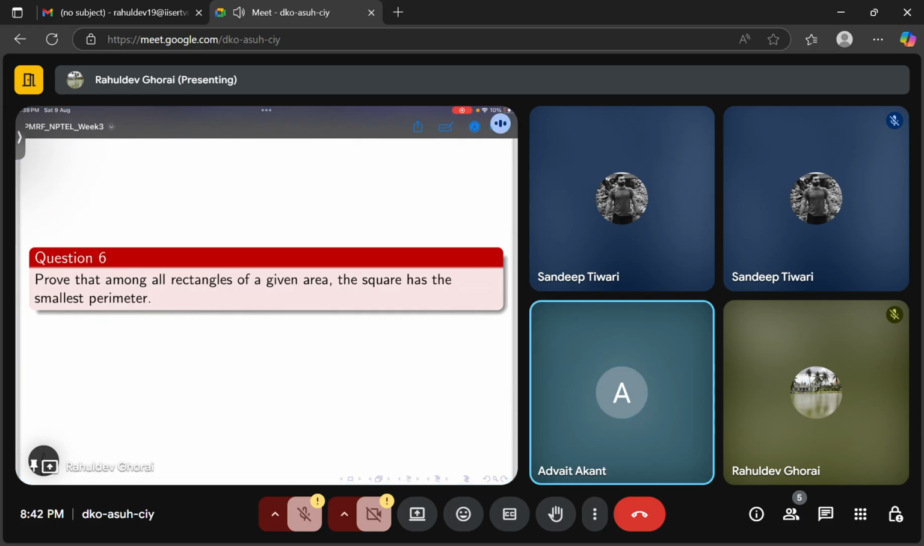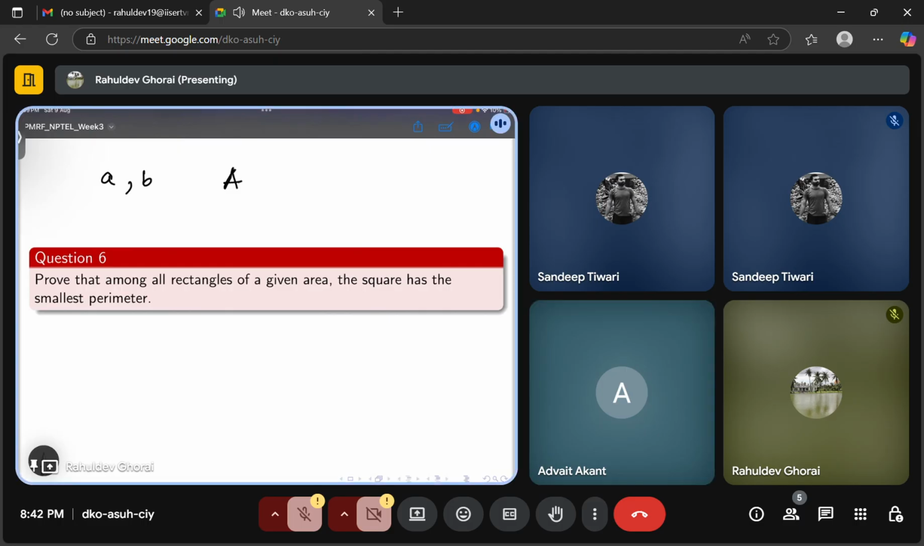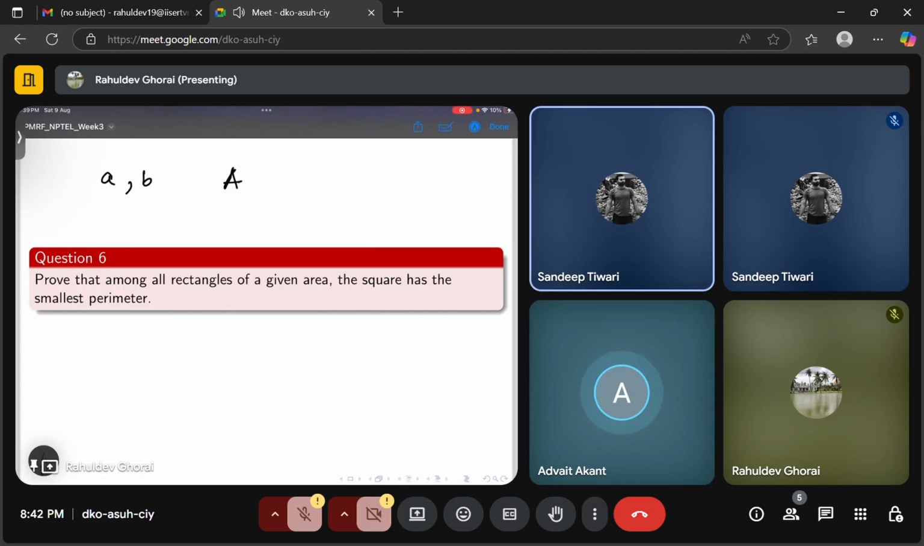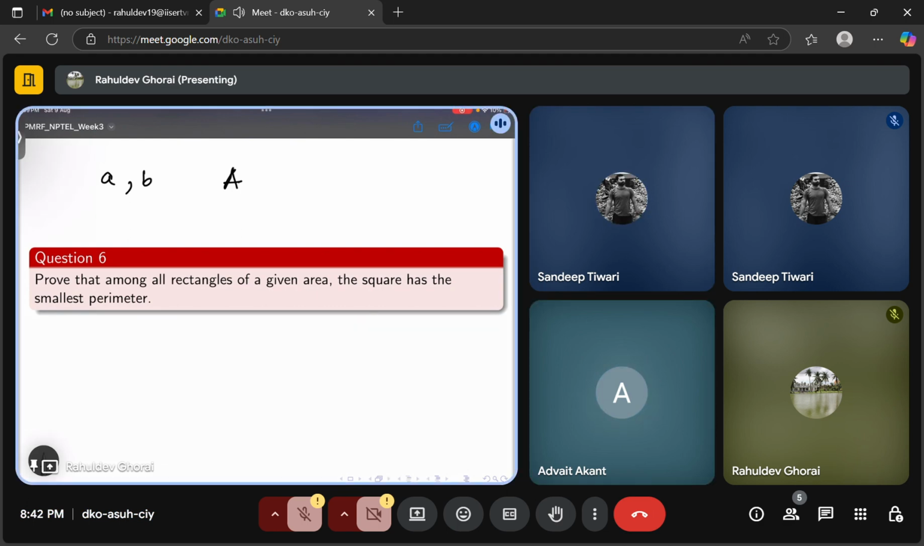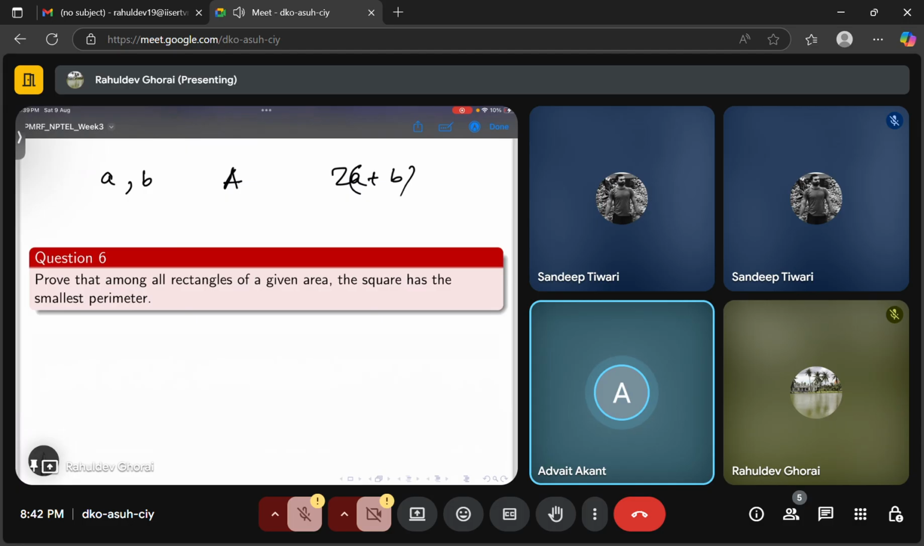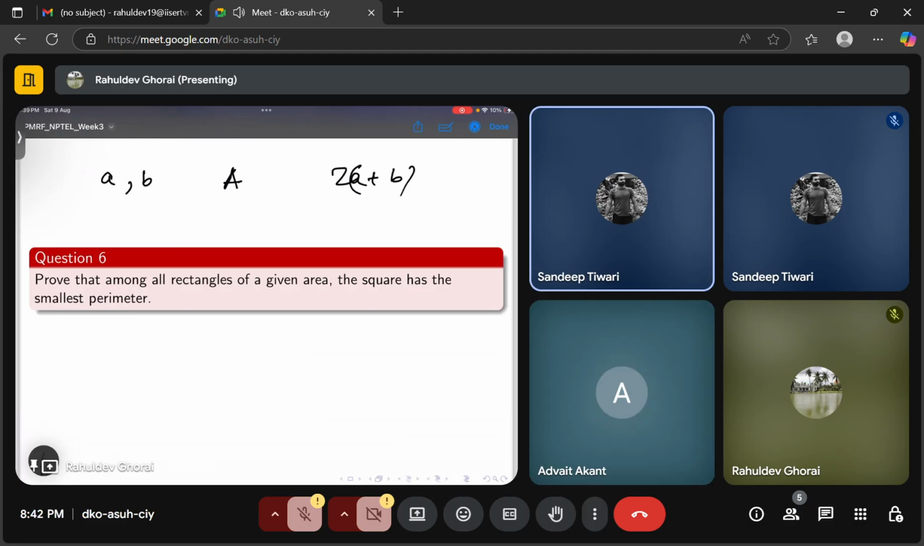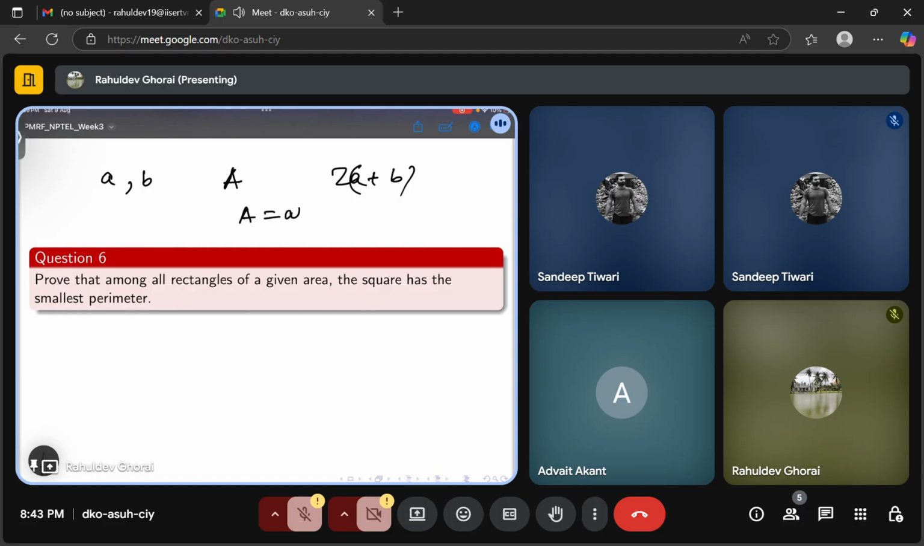We can take a rectangle with length a and breadth b, and area capital A. So the perimeter will be 2a plus 2b, and capital A is equal to ab. True.